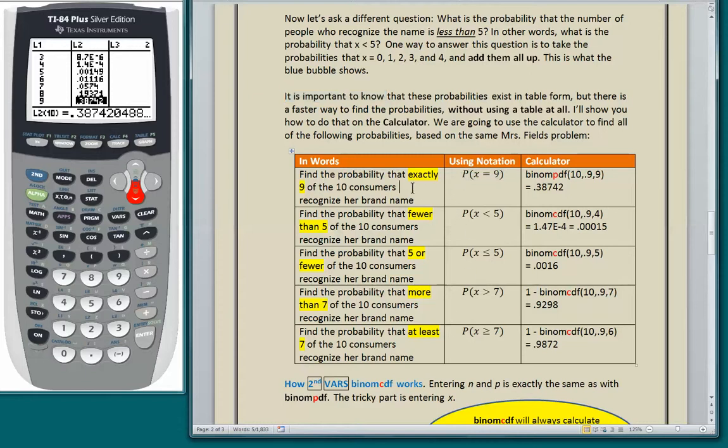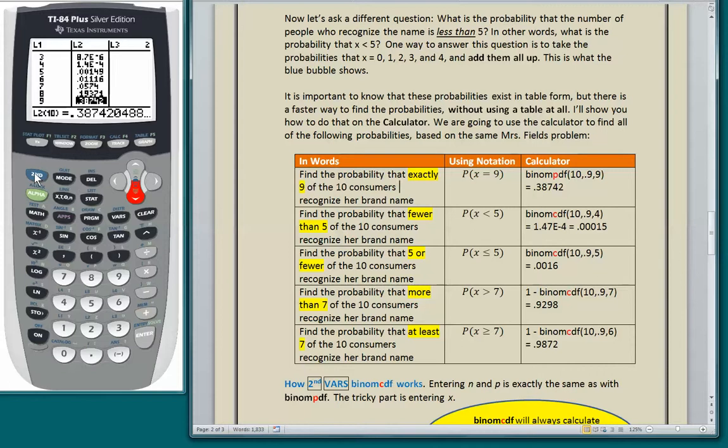The first thing I want you to know is how to use notation, because all of your instructors will want you to be able to use this notation. The probability that exactly 9 of the 10 consumers recognize the brand name is written this way: P parentheses x equals 9. And here's how we're going to do that in the calculator.